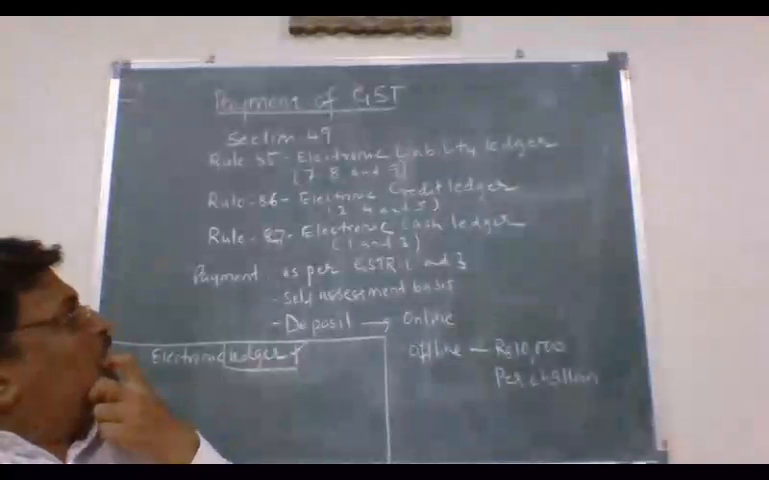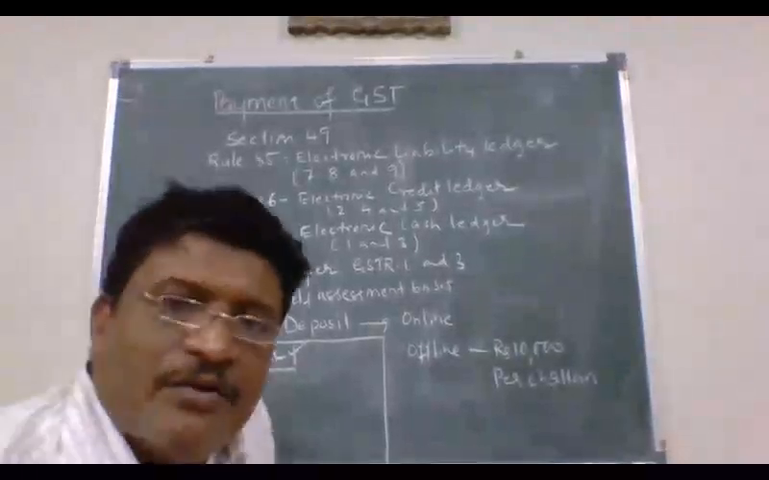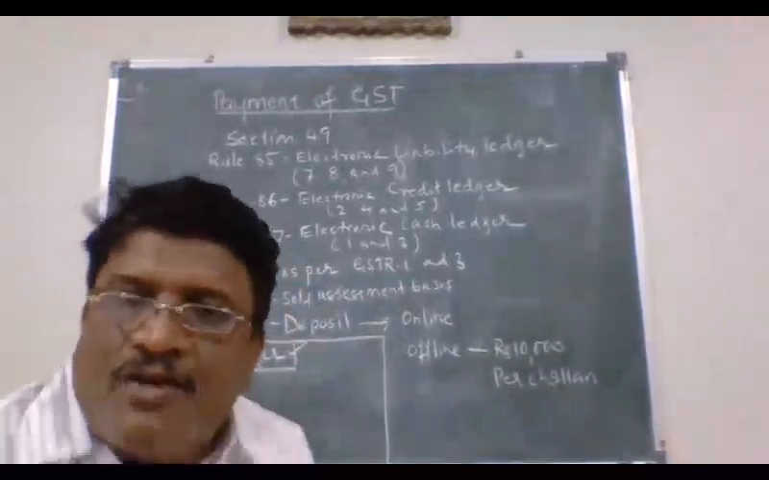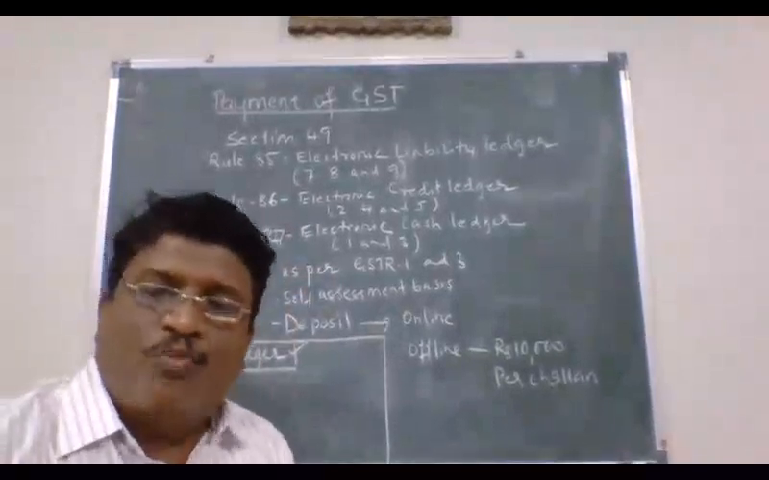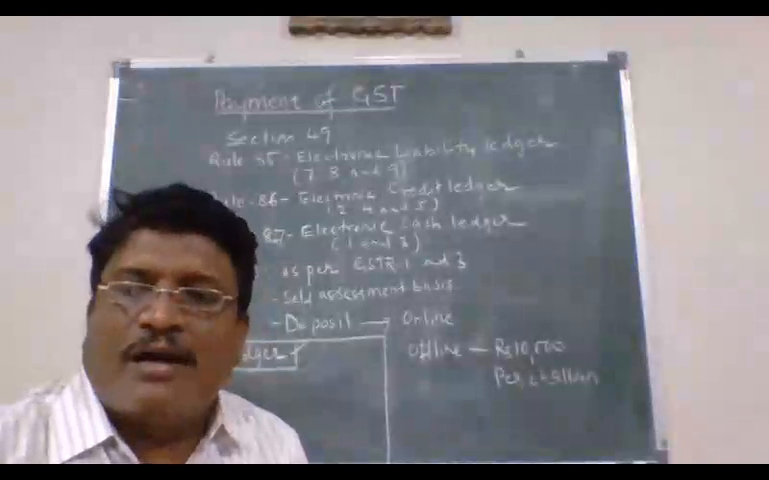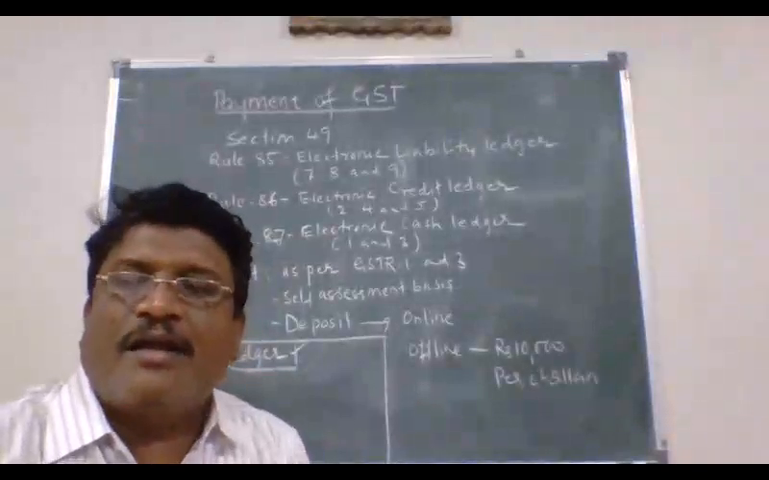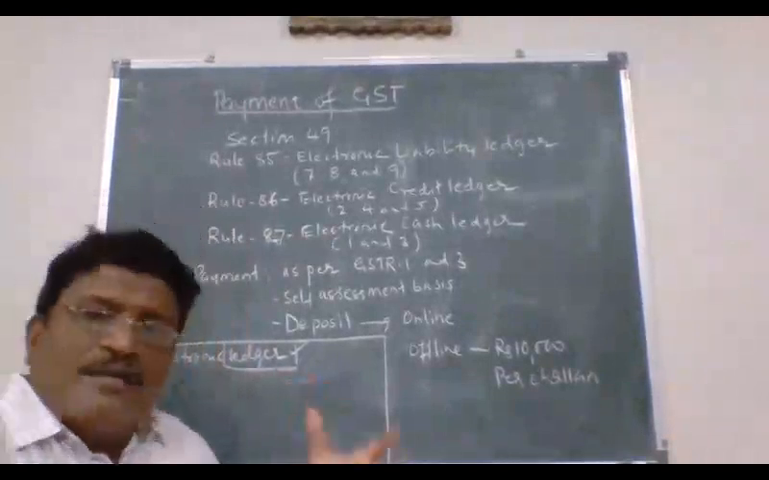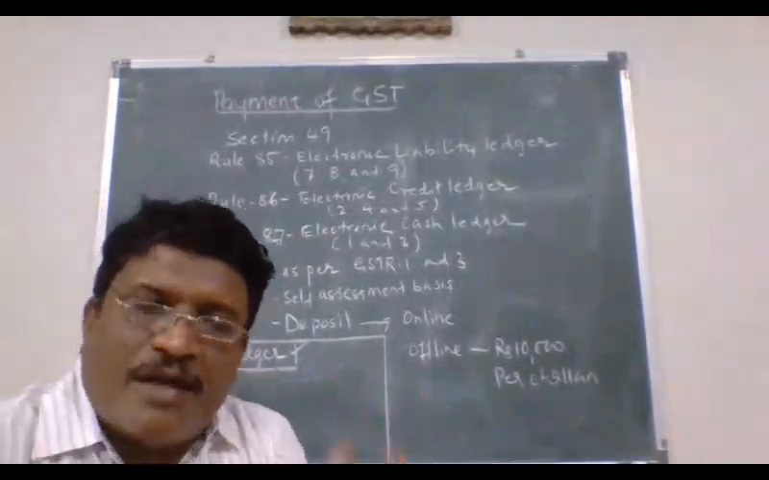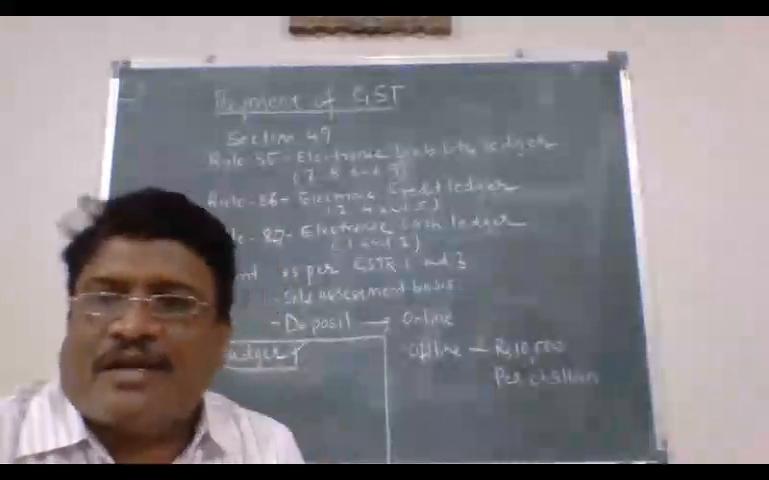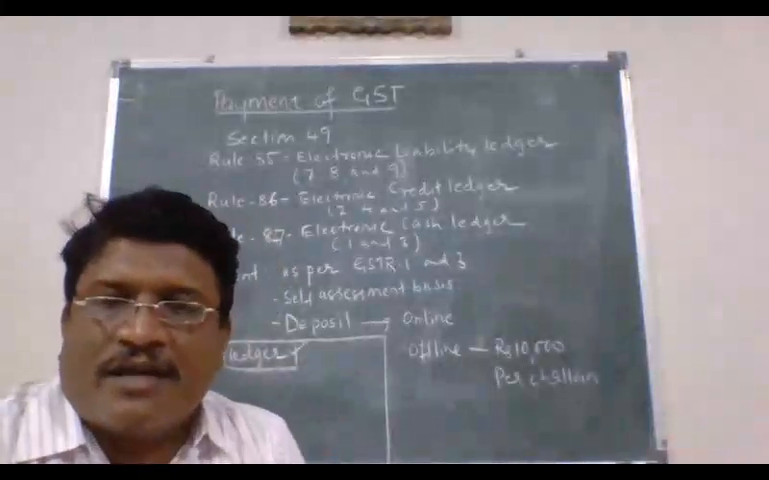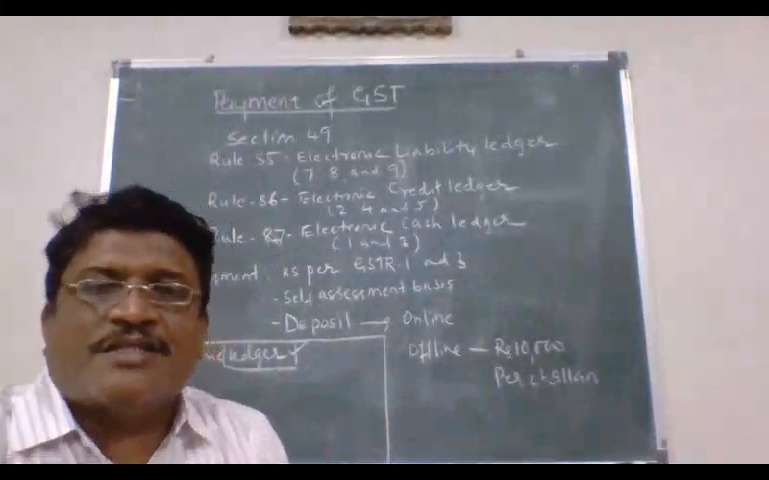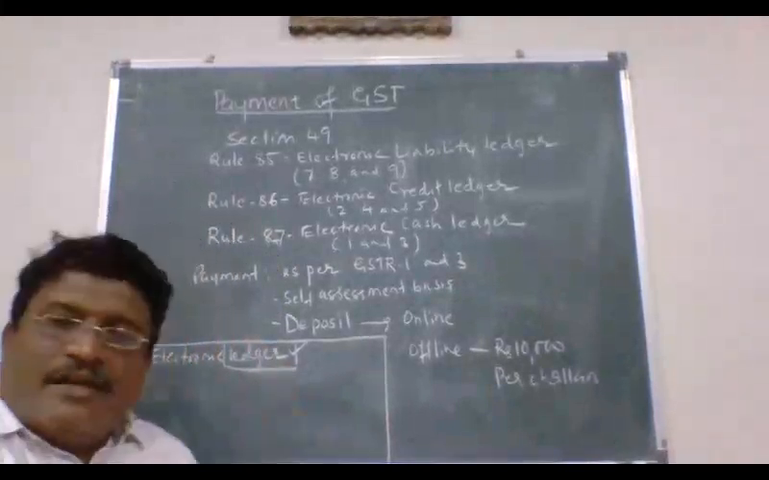Before starting each ledger, first I would like to explain what this electronic ledger is. An electronic ledger means the ledger accounts to be maintained by a registered dealer on the common portal of the GST. Here, a ledger means the summary of the transactions belonging to the same category. These are maintained electronically, online. Such ledgers are called electronic ledgers.